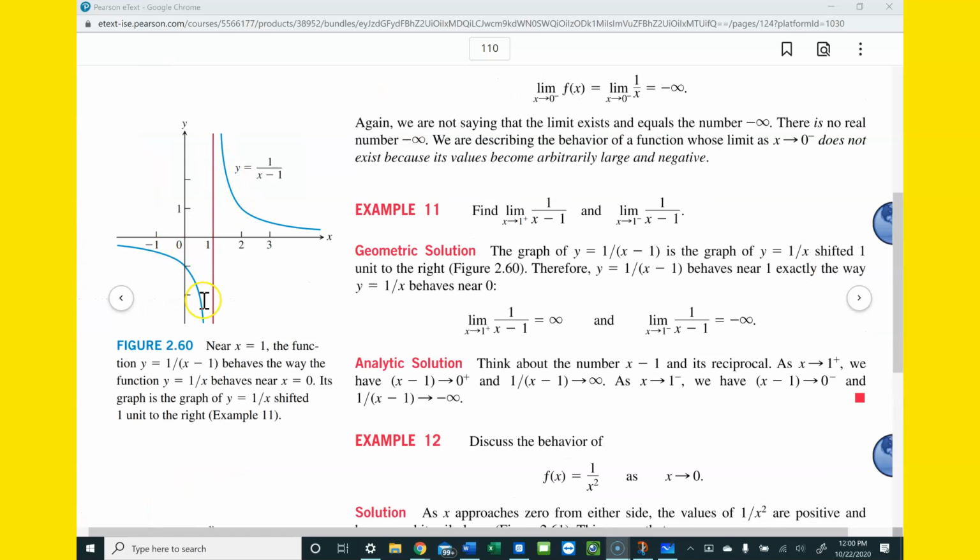And you can also see that graphically occurring here as well. So if we're close to 1 on the right side of 1, we can see this graph soaring up to unimaginable heights. And if we're on the left side of 1, we can see this function plunging down to unimaginable depths.